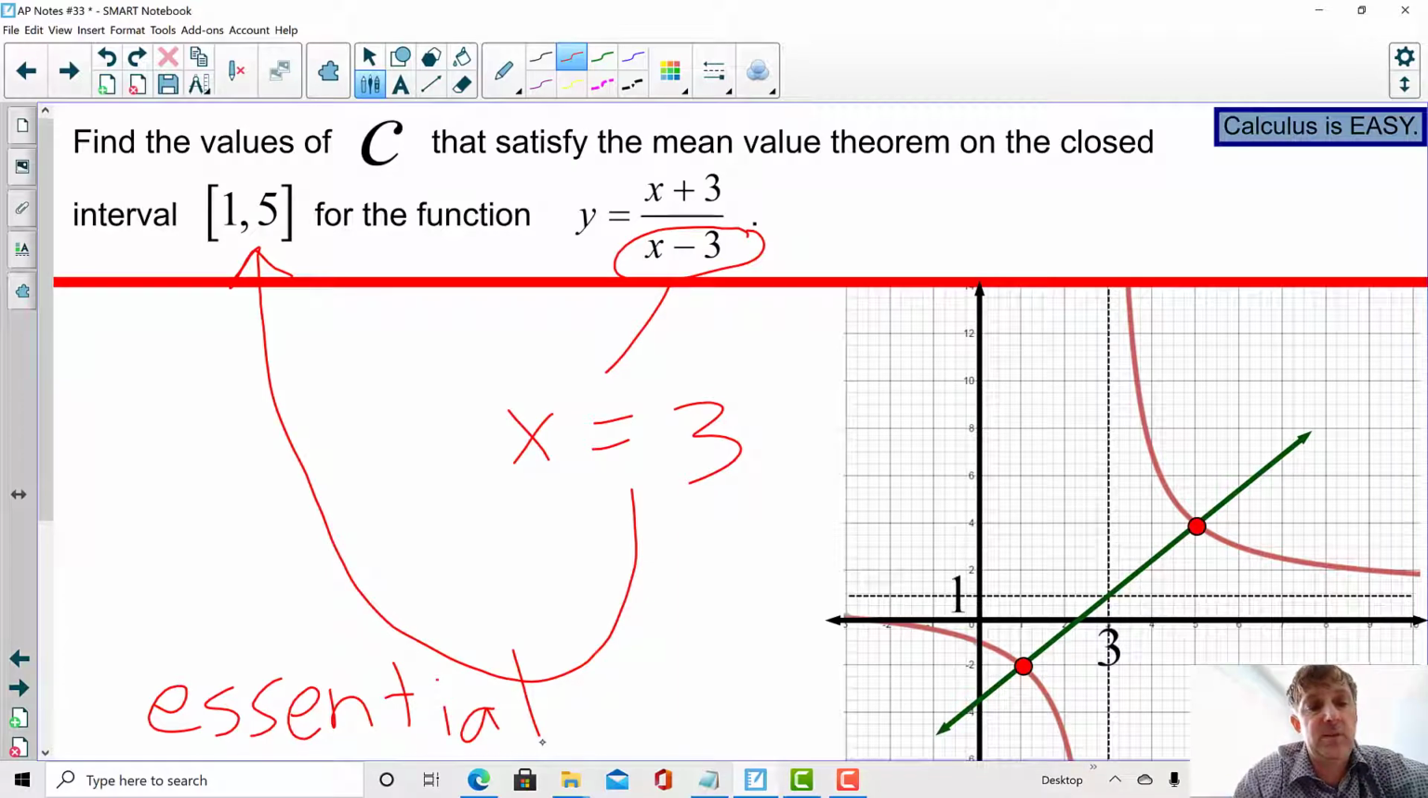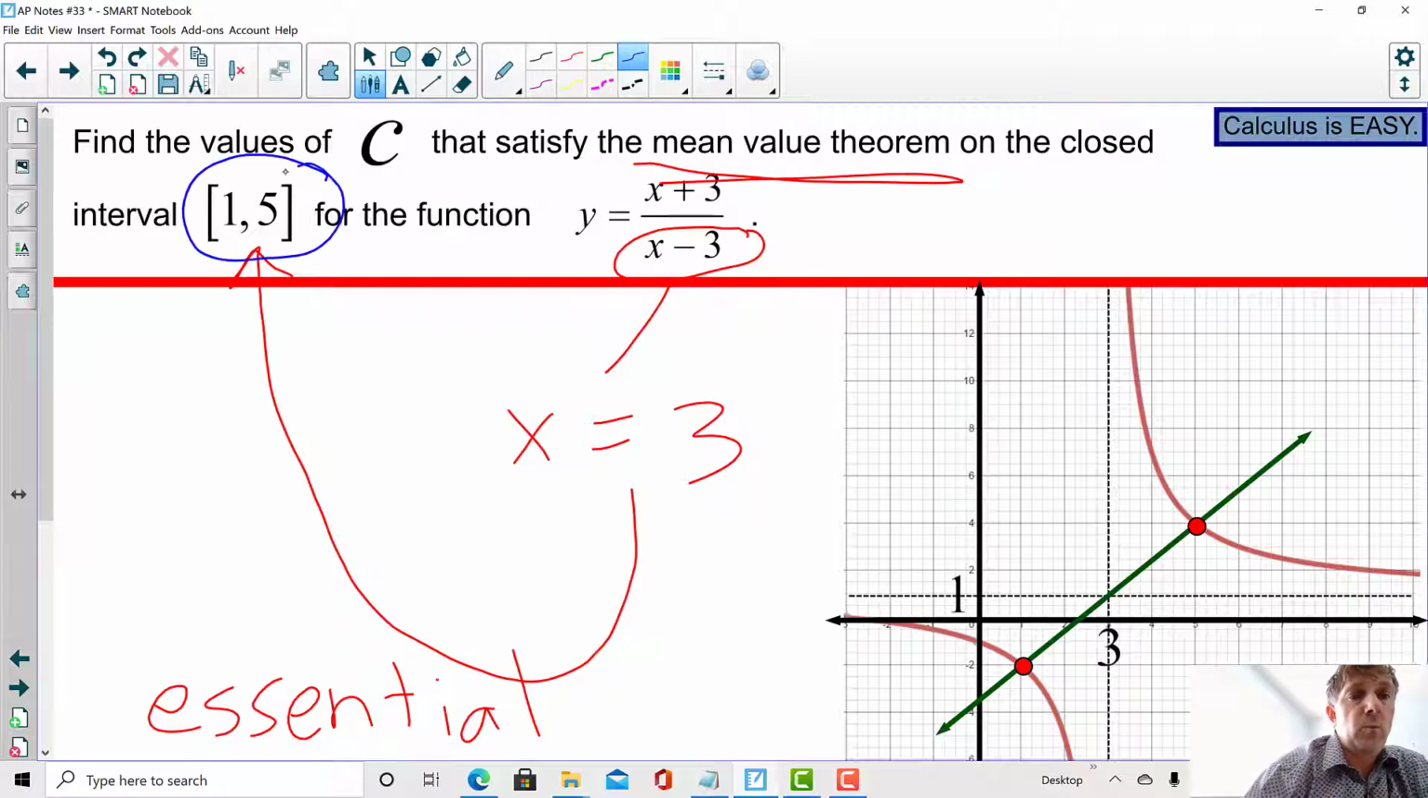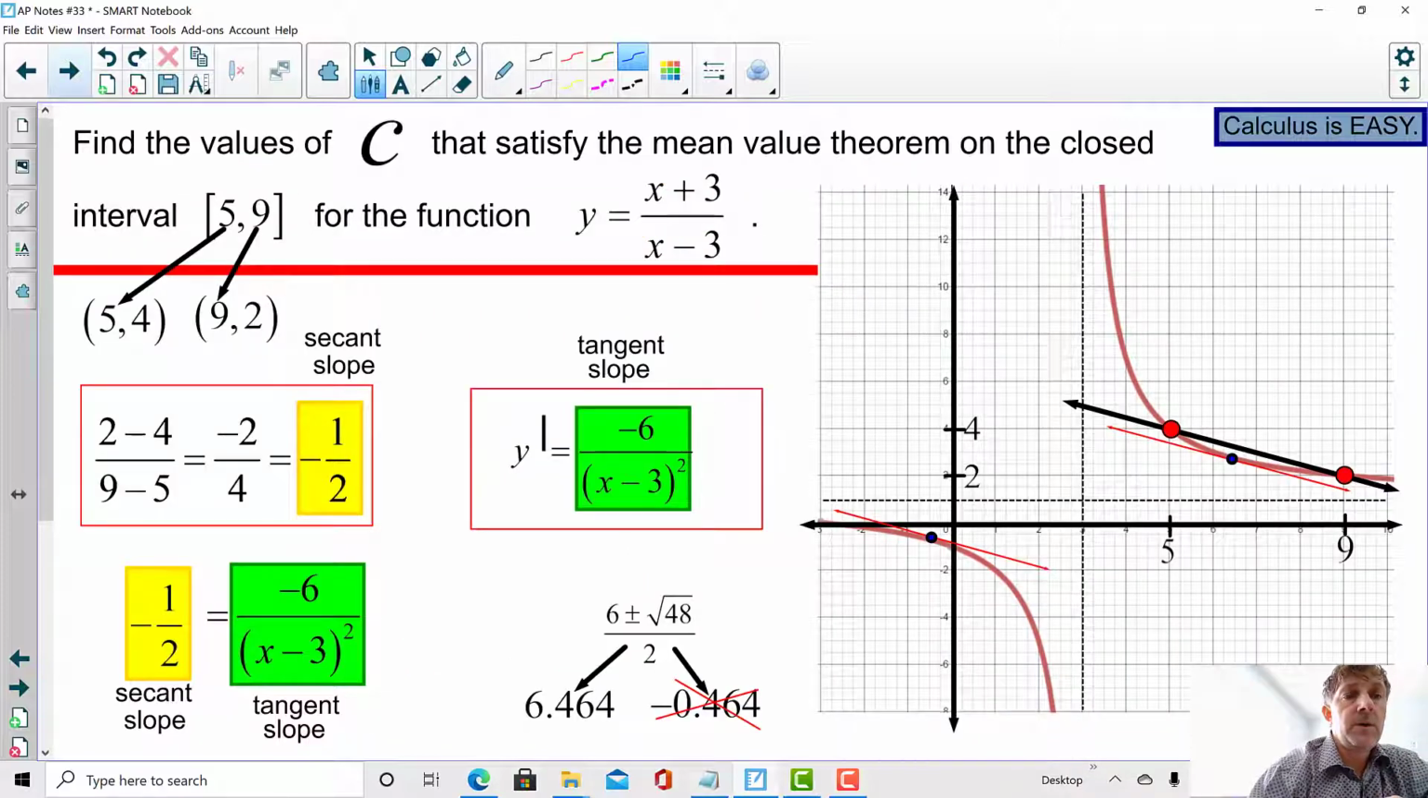That's why we call it essential discontinuity. But if there's a discontinuity inside of our closed interval, then we cannot use the mean value theorem. Now, what if our interval is different? Instead of going from 1 to 5, let's go to the next one. This one goes from 5 to 9, but it's the same exact function.